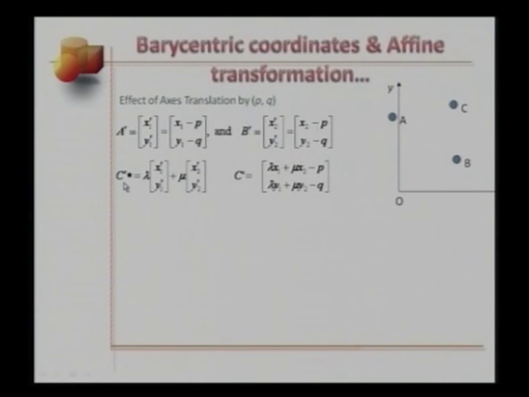If we maintain the same linear combination, we'll have C prime star equals lambda times A prime plus mu times B prime, while C prime will be given by lambda times x1 plus mu times x2 minus p. This is the x coordinate, and the y coordinate will be lambda times y1 plus mu times y2 minus q. How did I get this expression? Well, note that C was expressed initially as a linear combination between A and B. And this translation of axes would directly affect that relation.